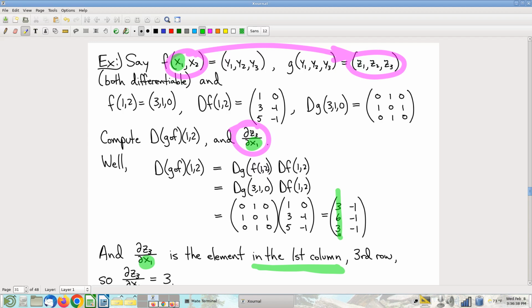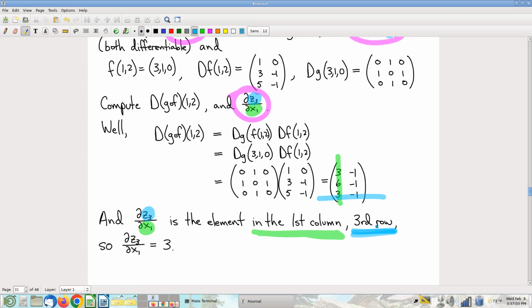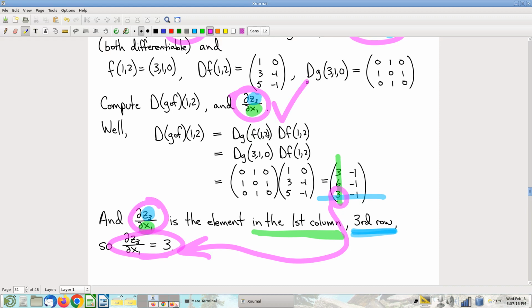Okay. Next, I want the partial of z3 with respect to x1. z3 is the third output variable. And being the third output variable, a partial of z3 will be in the third row of this derivative matrix that I just computed. So altogether, I'm looking for the entry that is in the first column, third row, and that is this number right here, and that then is the answer to this second part of the question.